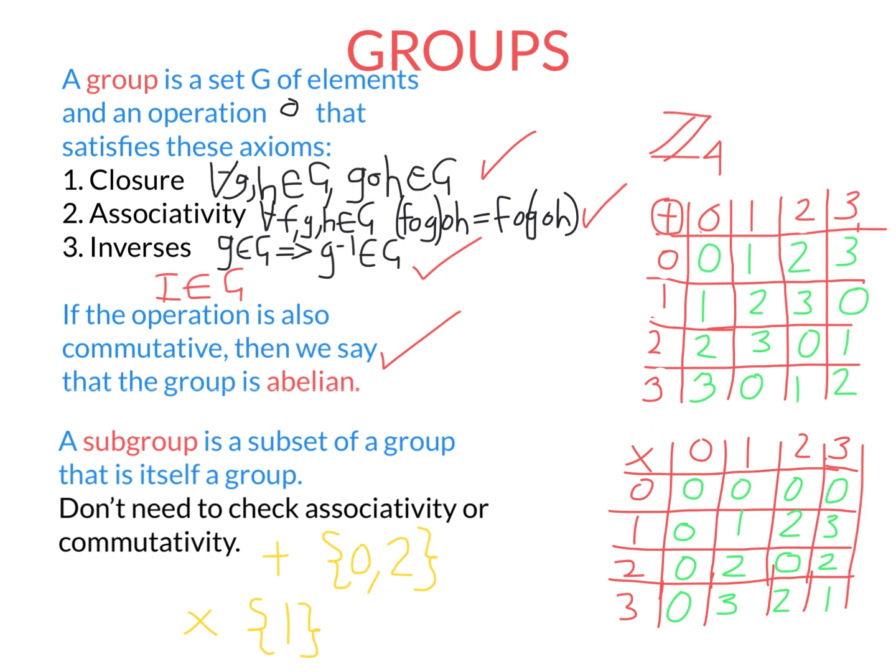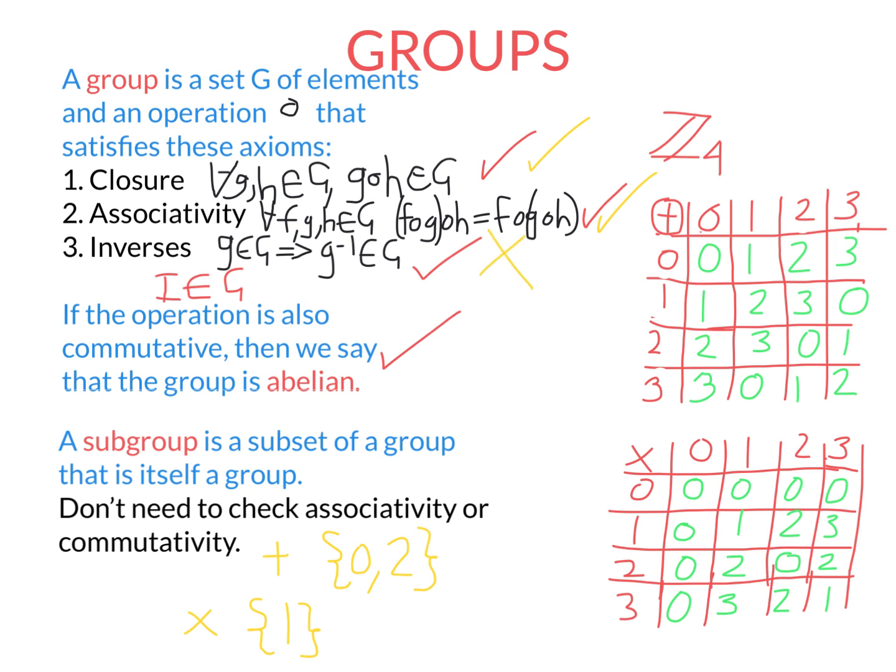What about multiplication? I've drawn up a multiplication table of the integers modulo 4. They are closed under multiplication, so this is satisfied for multiplication. They're also associative, but they don't have inverses for each element. In particular, 2 has no inverse. There is no number that you can multiply 2 by to get back to the multiplicative identity of 1. Similarly, 0 doesn't have a multiplicative inverse.